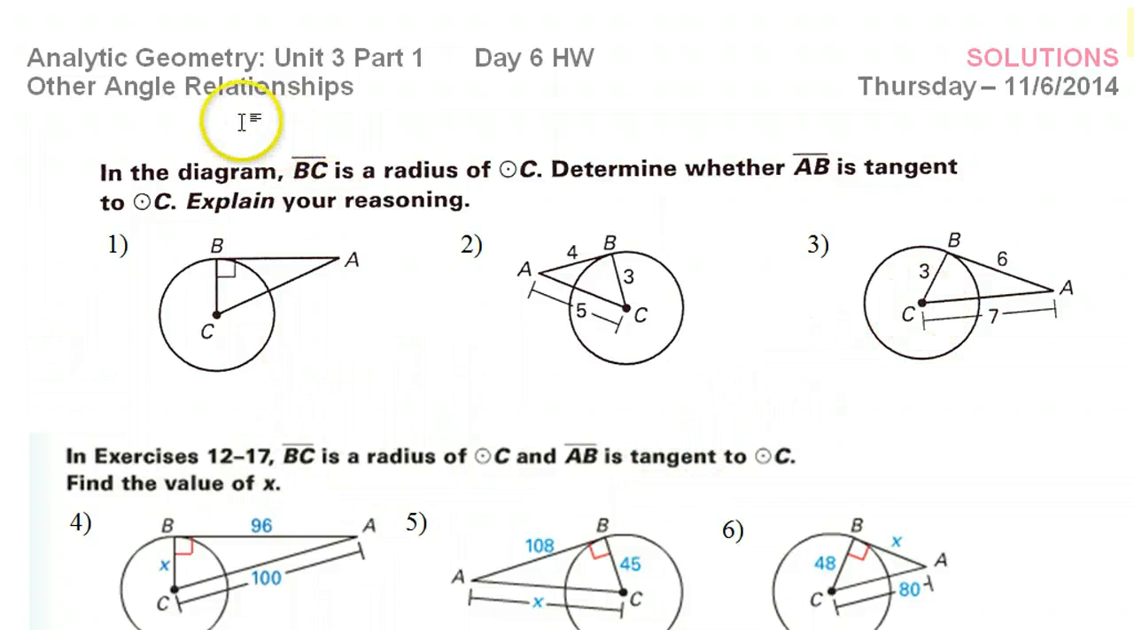So, let's see, what are they asking us? In the diagram, BC is a radius. Okay, that's pretty obvious. Determine whether AB is tangent or not. So, bottom line, we will be checking to see if somehow these are perpendicular. If they're perpendicular, then yes, it'll be a tangent. If they're not perpendicular, then no, it won't be a tangent.